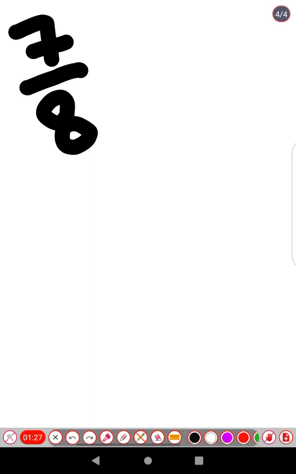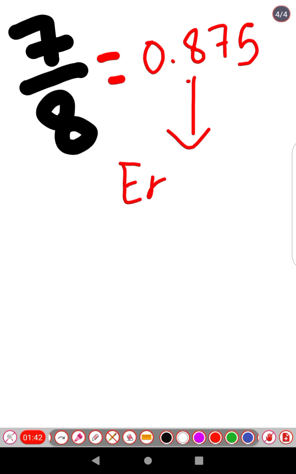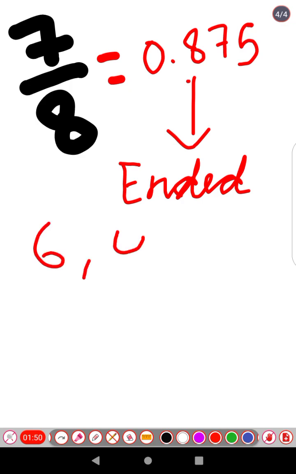Then we are having an example of 7 by 8. If we'll divide it, we'll be getting answer as 0.875. So you have seen here, it is not endless, it is ended at a point of time. And the remainders here are 6, 4 and 0. The divisor here is 8.